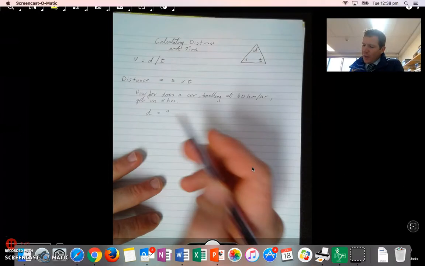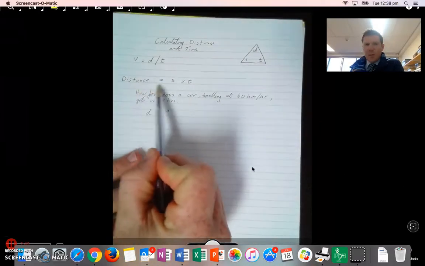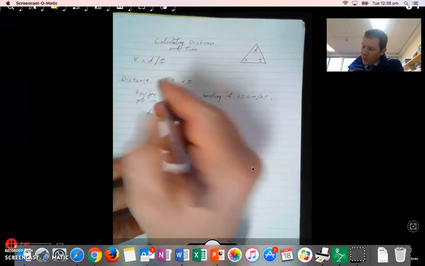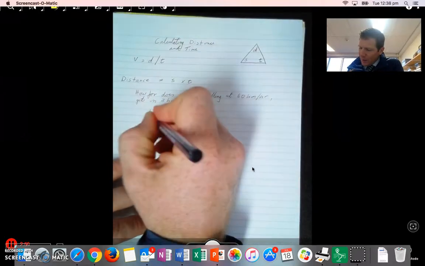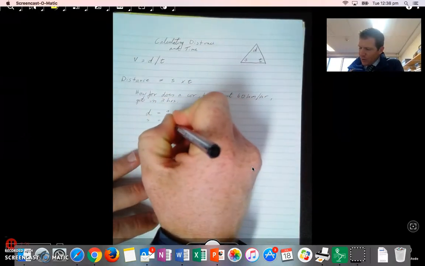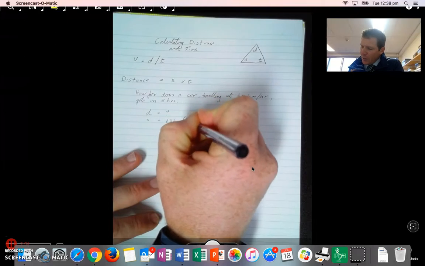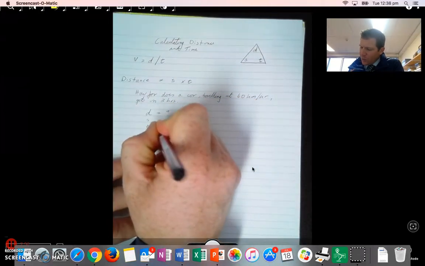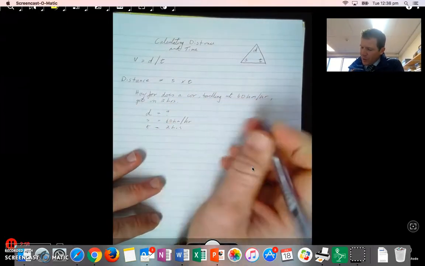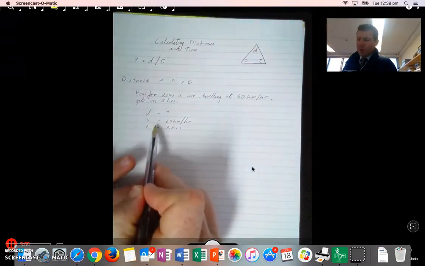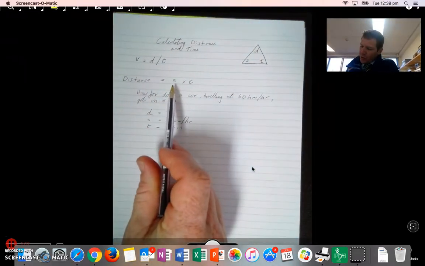Now, in order to work out distance, we can use this equation up here, which means we can use what's been given. Now, we've been given the speed or velocity, which is 60 kilometers per hour, and we've been given the time, which equals 2 hours. So I can put these into my equation, and I can solve it.